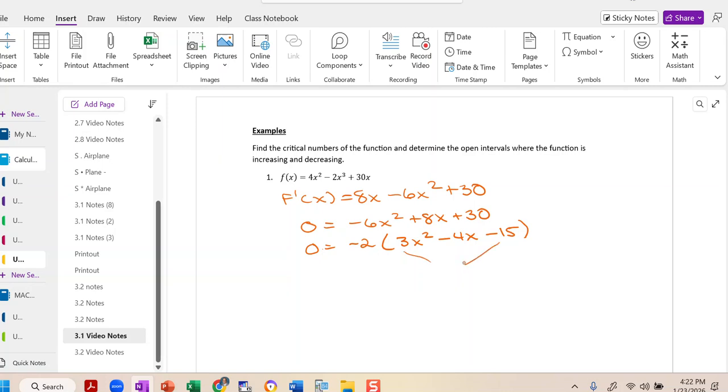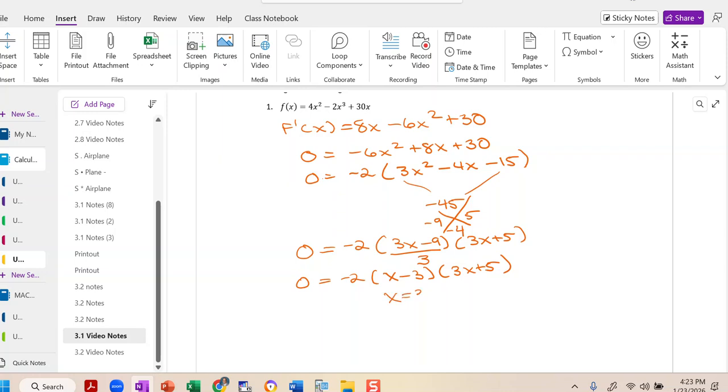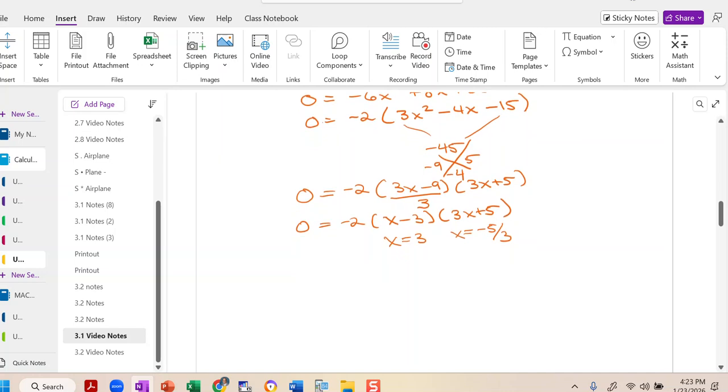When we factor here, the factors of -45 that add to -4 are -9 and +5. So when we factor, it's going to be -2 times (3x minus 9) and (3x plus 5). Here you can divide by 3, so you get -2 times (x minus 3) times (3x plus 5). So your critical numbers are 3 and -5/3. Those are the two critical numbers.